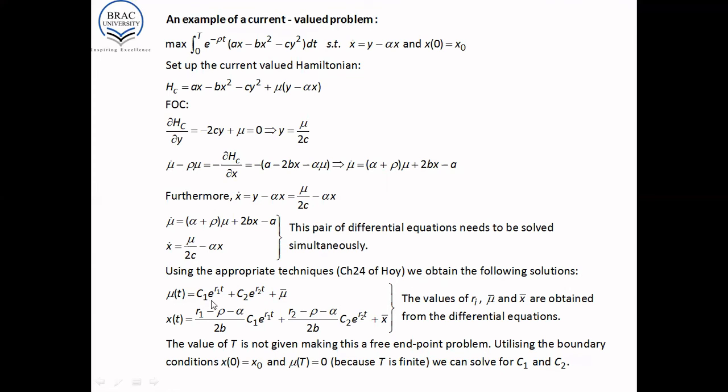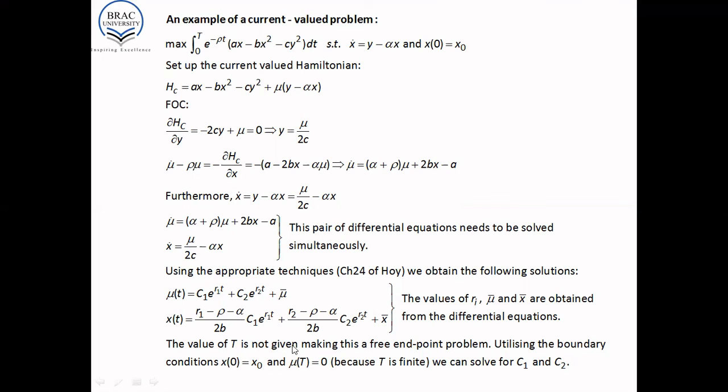Mu of t is equal to c1 e to the power r1t plus c2 e to the power r2t plus mu bar. X of t is equal to r1 minus rho minus alpha by 2b times c1 e to the power r1t plus r2 minus rho minus alpha by 2b times c2 e to the power r2t plus x bar. And the values of r1, r2, mu bar, and x bar are obtained from these differential equations, right? You can work with their homogeneous form and solve them simultaneously, and they will give you the values of r1, r2, mu bar, and x bar.